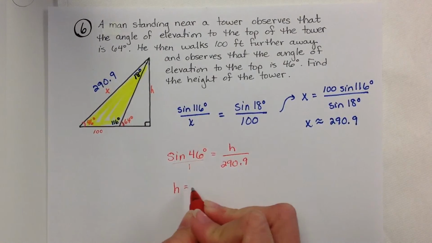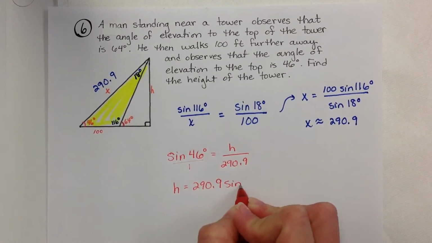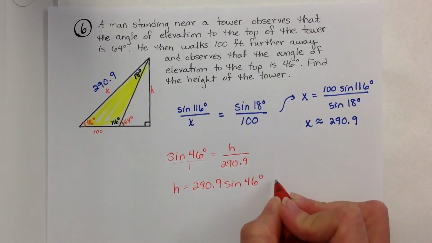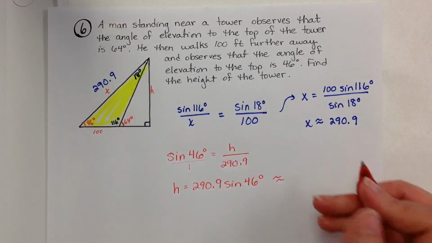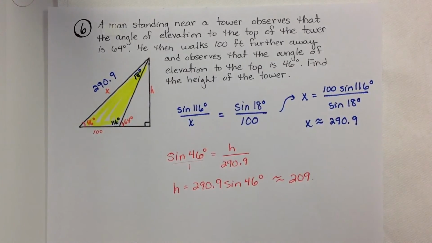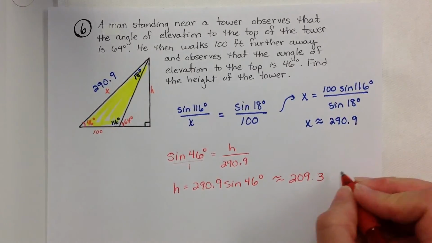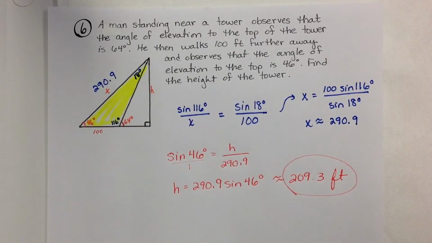So H would be equal to 290.9 times sine of 46 degrees. So that right there is what you'll enter in your calculator, and that will give you the height of the tower. So to 1 decimal place, that would be 209.3, and that would be in feet. So this was the answer that we were looking for.